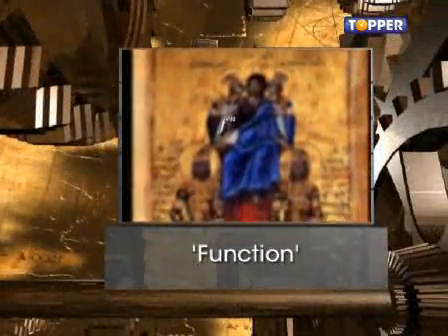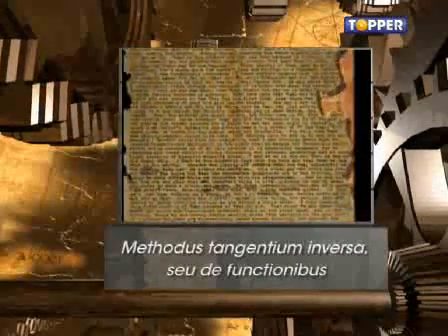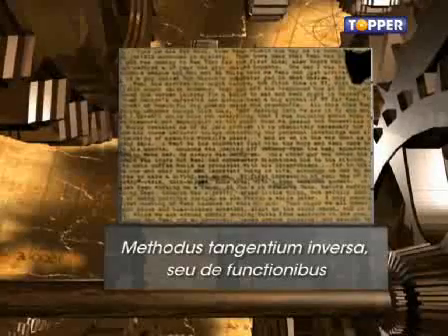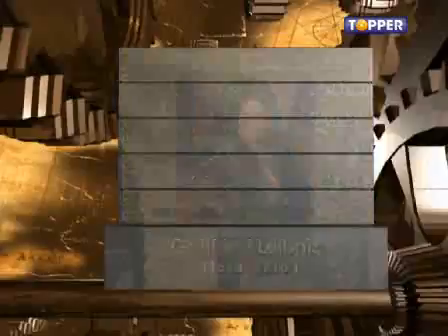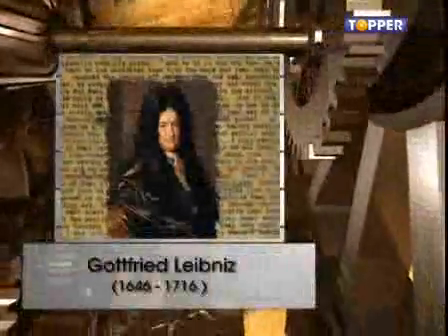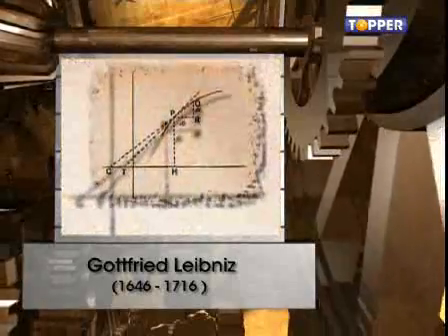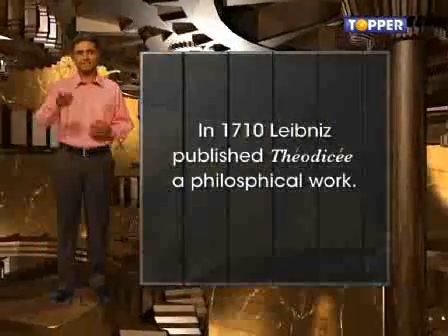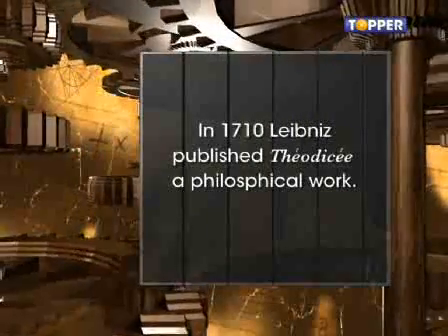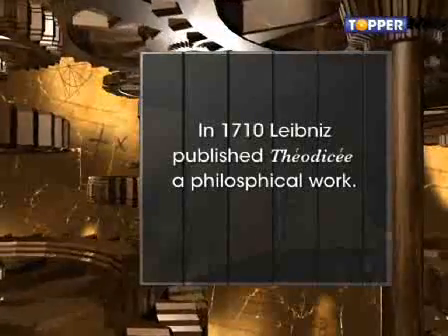History of functions is very interesting. Functions appeared for the first time in the manuscript Methodus Tangentium Inversa, Seu de Functionibus, written by Gottfried Leibniz. Leibniz used functions to describe a quantity that was related to a curve. After all, he was busy inventing calculus. In 1710, he published Theodicee, a philosophical work intended to tackle the problem of evil in a world created by a good God.